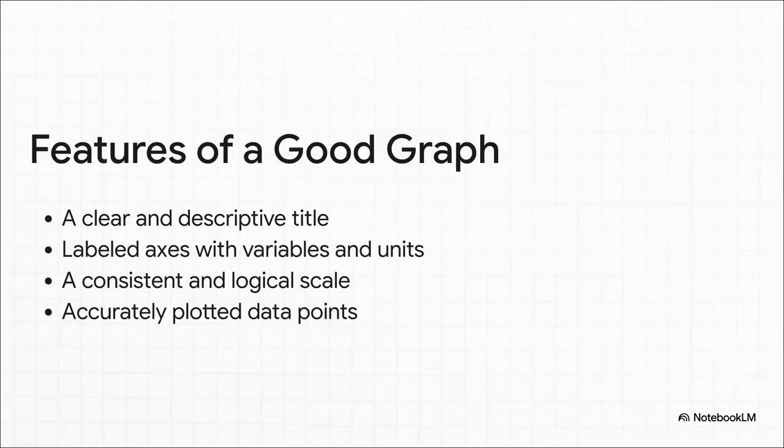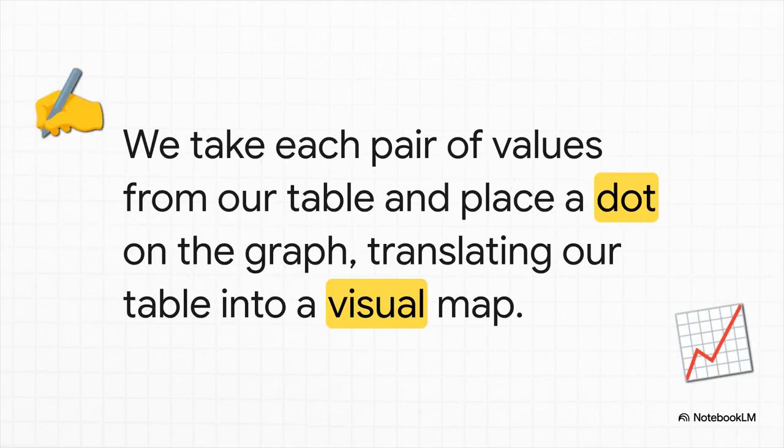Now, you can't just throw some lines on a page and call it a day. A good, trustworthy scientific graph needs a few things. A clear title, labels on the axes telling you what they are and what units they're in, a scale that makes sense, and of course, the data points have to be in the right spot. These aren't just picky rules, they're what make the graph understandable to everyone. And now for the really fun part. We take each pair of numbers from our table, a time and a temperature, and we plot it as a single dot on the graph. We're literally building a visual map of what happened during our experiment, one point at a time.